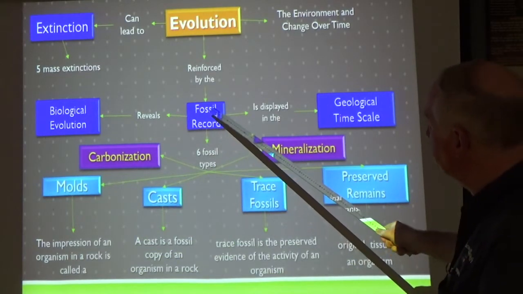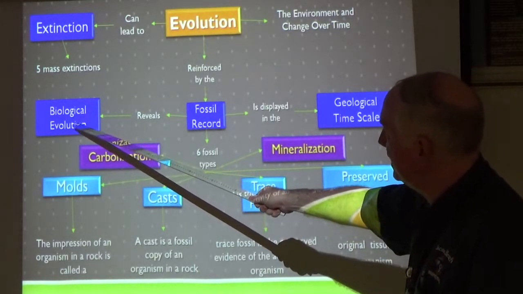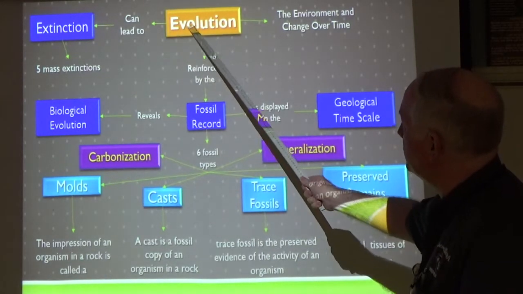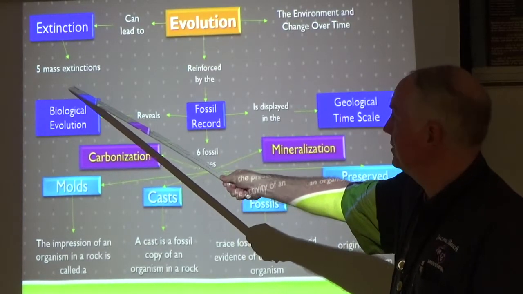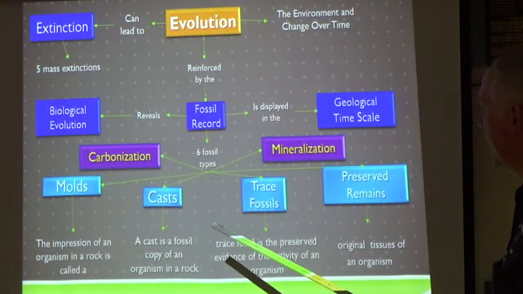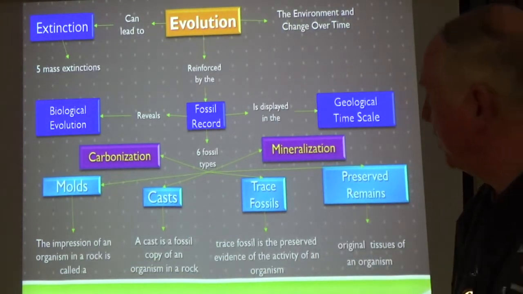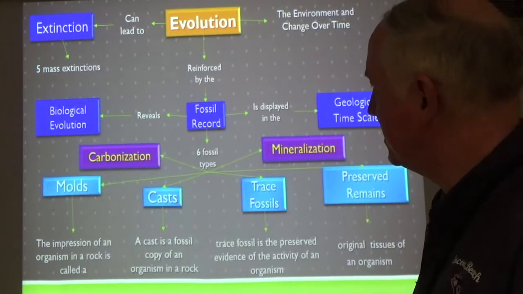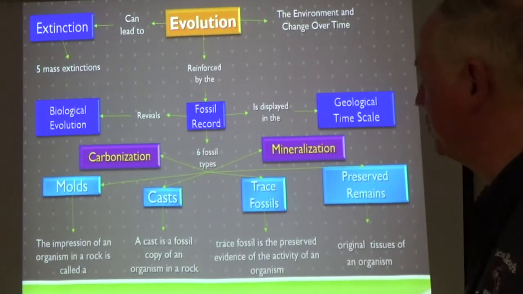Then I also wrote the fossil record reveals biological evolution. Evolution can lead to extinctions, and then I added that there's 5 mass extinctions that we just talked about. And finally, because I want to get more points, I made it neat. I've got all kinds of nice little lines and connections, and I figured why not add a few definitions.